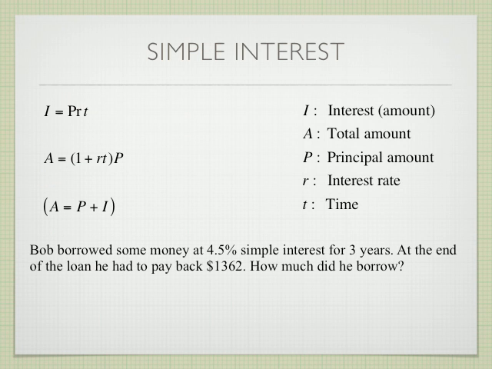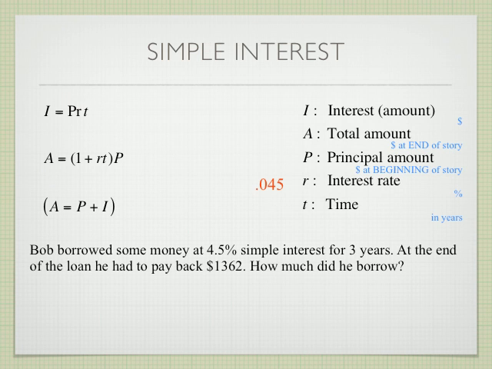T is time. So Bob borrowed some money at 4.5% simple interest for 3 years. At the end of the loan, he had to pay back $1,362. How much did he borrow? The second you see somebody borrowing money or lending money or investing money at simple interest, I immediately want you to write down I, A, P, R, T, and then just fill in what you know.